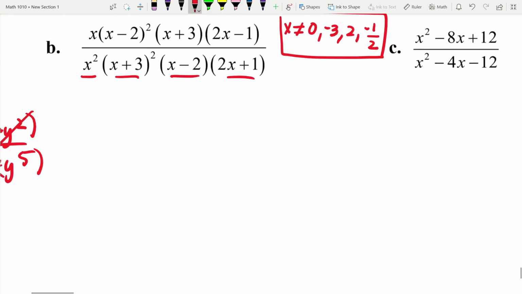Now let's cancel. So look here, guys, I have 1x on the top and 2x on the bottom. So this x here will cancel with one of those, so I still have 1 on the bottom, okay? Look at the x plus 3's.